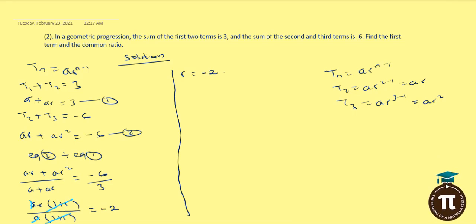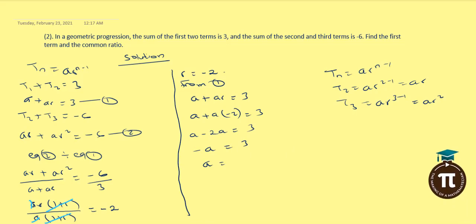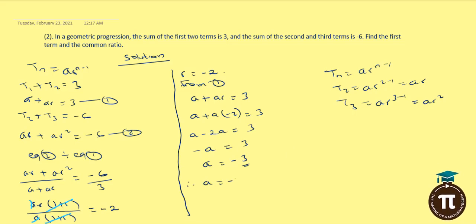So to get a, that is not a problem. From equation 1, what do I have? I have a plus ar equal to 3. So I've gotten r to be negative 2, so that I have a plus a times minus 2 is equal to 3. So a minus 2a is equal to 3. a minus 2a will give me minus a equal to 3. Either you bring this to the other side, or multiply both sides by minus 1. a will be giving me minus 3, so that at the end of the day, therefore, a is negative 3 and r is equal to negative 2.